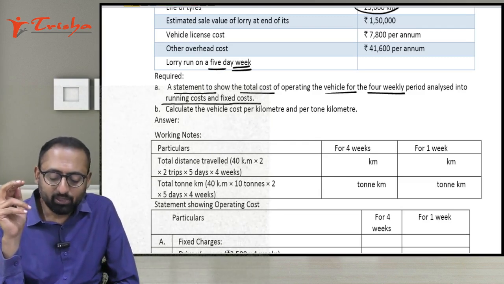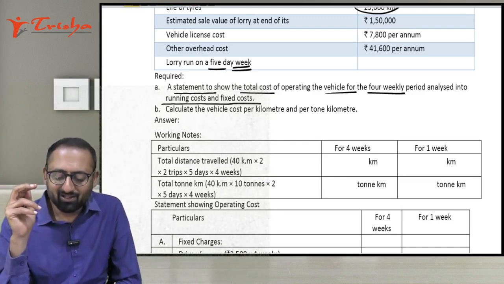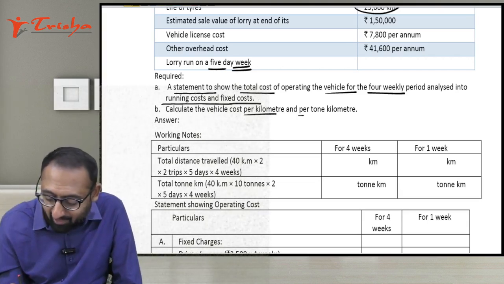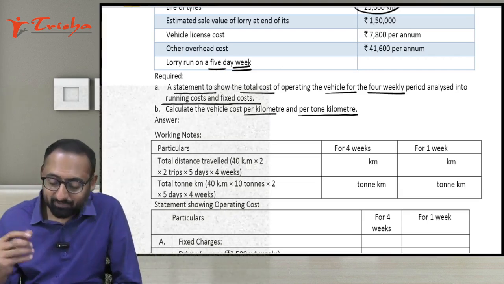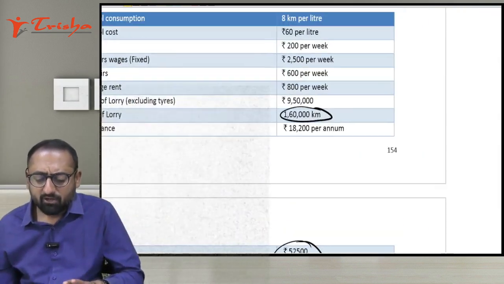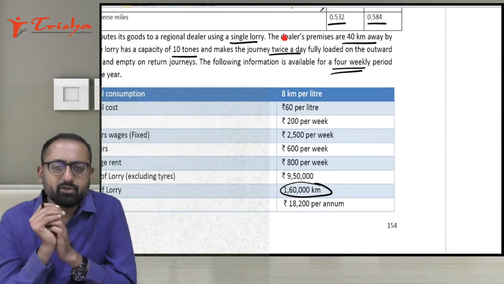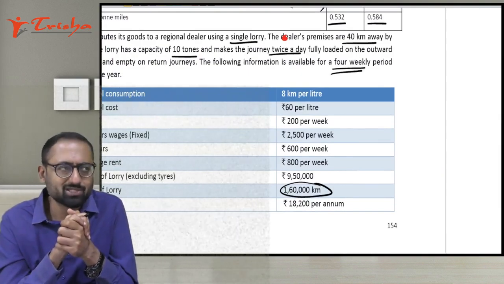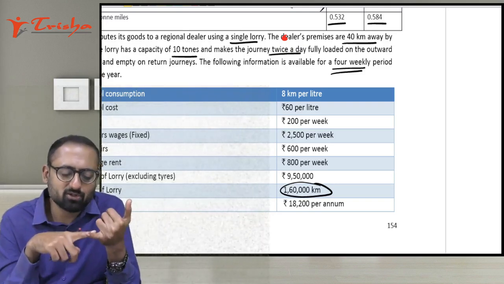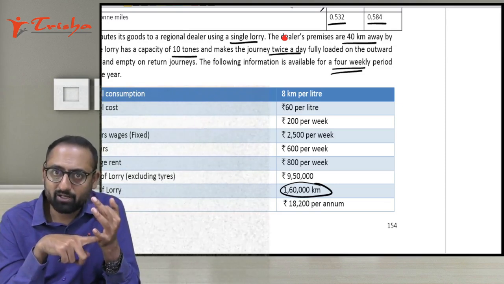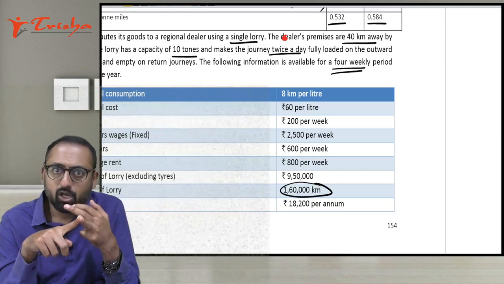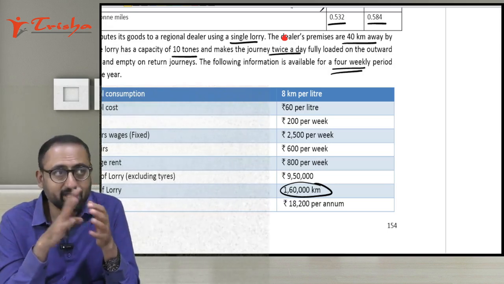Calculate the variable cost, vehicle cost per kilometer and per ton kilometer. Now let's see. First of all, you'll have to calculate kilometers. Why? Because petrol cost, diesel cost, oil cost generally depend on kilometers traveled. In this question, petrol cost as well as depreciation and tire cost are also dependent on kilometers. So first of all, you'll have to calculate kilometers traveled in that 4 weekly period.